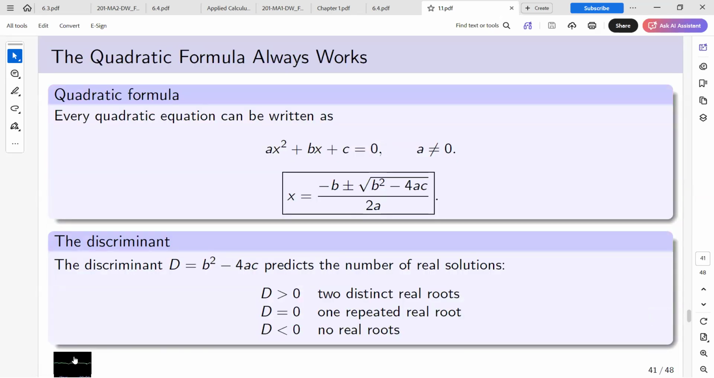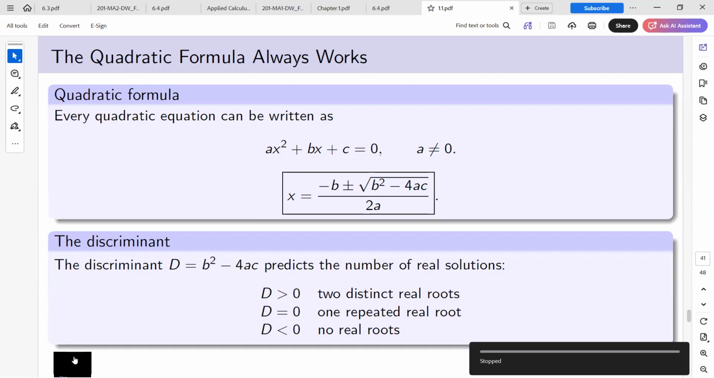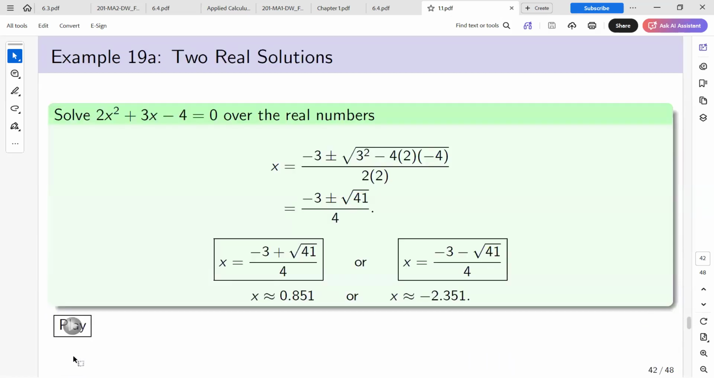The quadratic formula applies to every quadratic equation in standard form. Before calculating the roots, the discriminant tells us how many real roots to expect. Here A equals 2, B equals 3, and C equals -4. The positive discriminant produces two distinct real solutions. Keep the exact radical forms before giving decimal approximations.